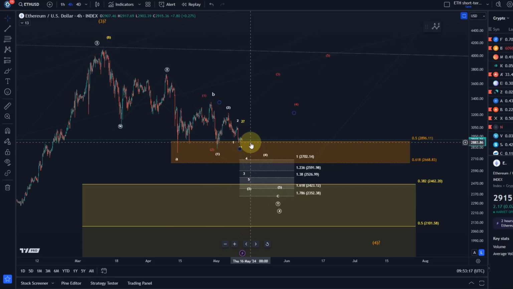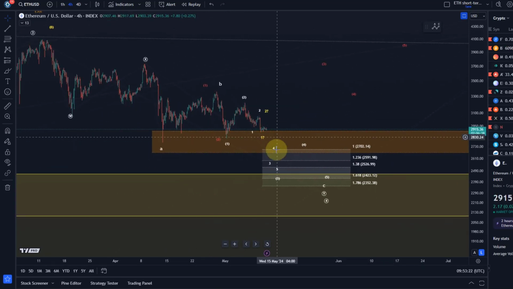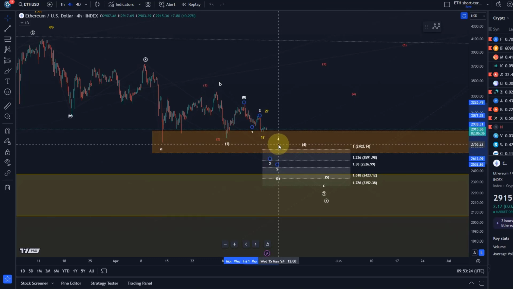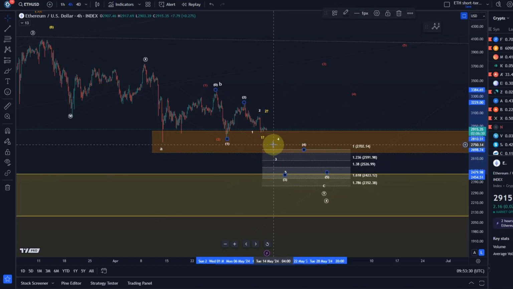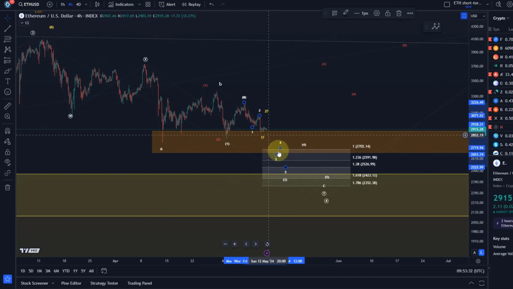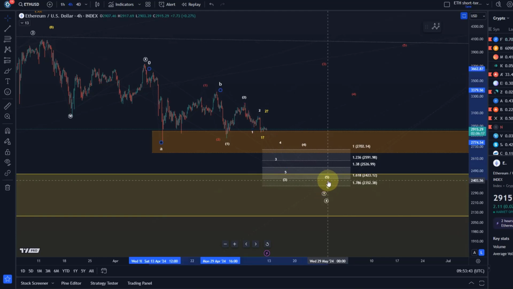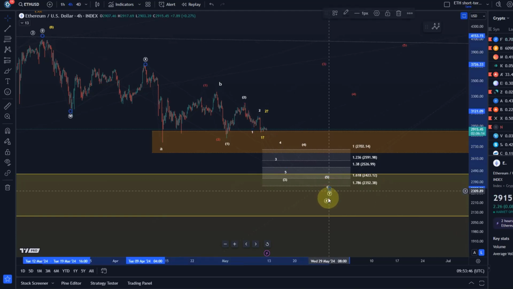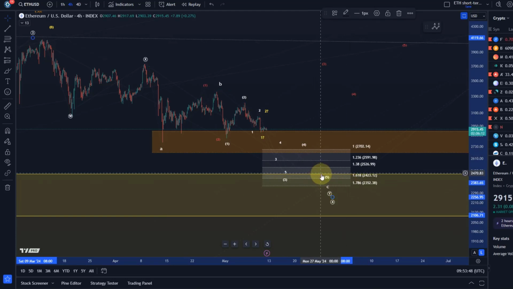So the white count, as I said, is preferred and should move down further as per this micro perspective. Again, I will have to move these micro labels to the right because the market has moved on since yesterday. The idea is that we could be in the 3rd wave of a larger 3rd wave, targeting roughly 2,500 to 2,600. Then we could get another wave 4 and 5, and that could send us down to around 2,400, 2,500, where this correction has a chance to end.